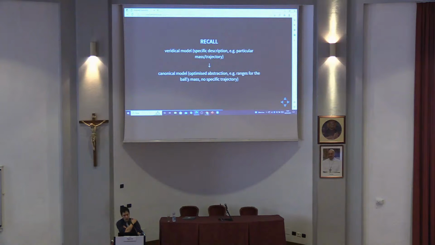So recall, according to this sort of Strevens account, you have this move from what I call the veridical model. This is the specific description of the causal chain that leads up to the thing to be explained. It's the particular mass of the cannonball, the particular trajectory it takes. And you have this optimization procedure where you abstract away features that don't make a difference. So you abstract away the precise value of the ball's mass and replace it with a claim like the ball has a mass of at least 1 gram. You abstract away the details of the trajectory and replace it with something like the ball hits the window.